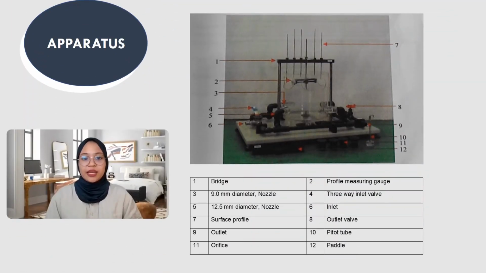The equipment mainly used in this experiment is the Vortex free and forced vortex model FM24, which is designed to produce and measure the characteristics of free and forced vortices. For the setup, there are nozzles with 9 mm diameter and 12.5 mm diameter, and orifices with 4 different diameters: 8 mm, 12 mm, 16 mm, and also 24 mm. Also included are a profile measuring gauge, ladder, 3-way inlet valve, outlet valve, and pitot tube.